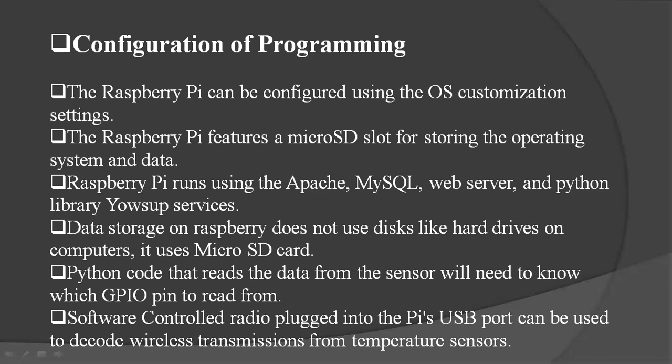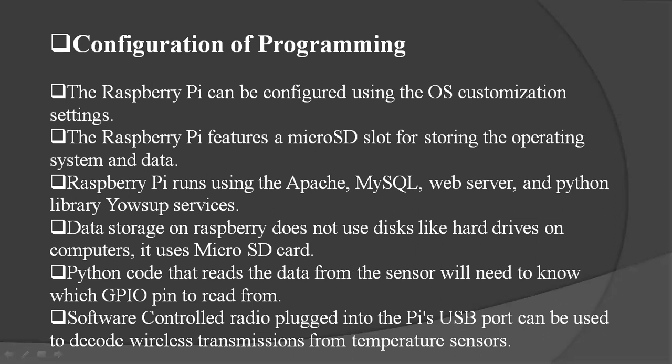Next, a software controlled radio plugged into the Pi's USB port can be used to decode wireless transmissions from the temperature sensors. Just like we are setting up the sensors to note the weather information, they will connect to the Pi USB port to decode the messages, the information that we received. To decode that, we will use the software controlled radio plugged into the Pi's USB port.